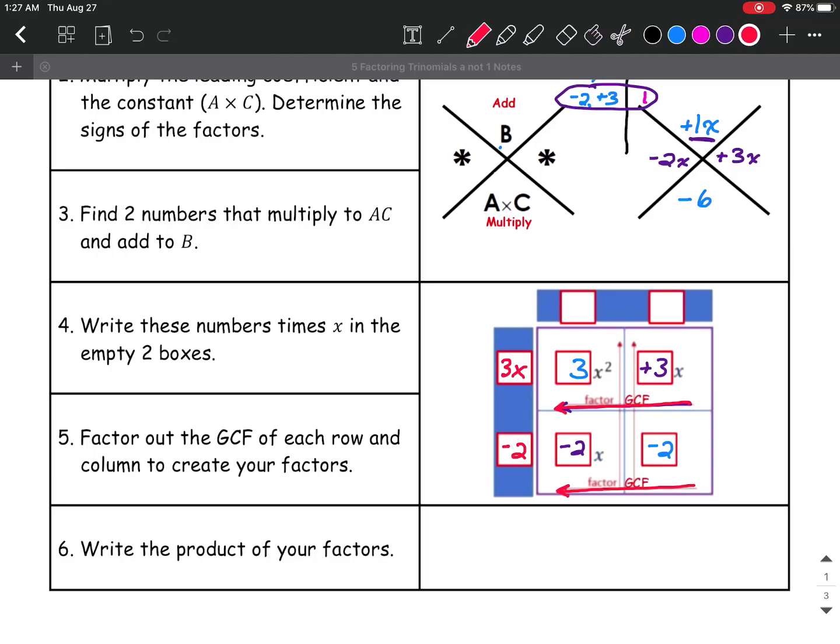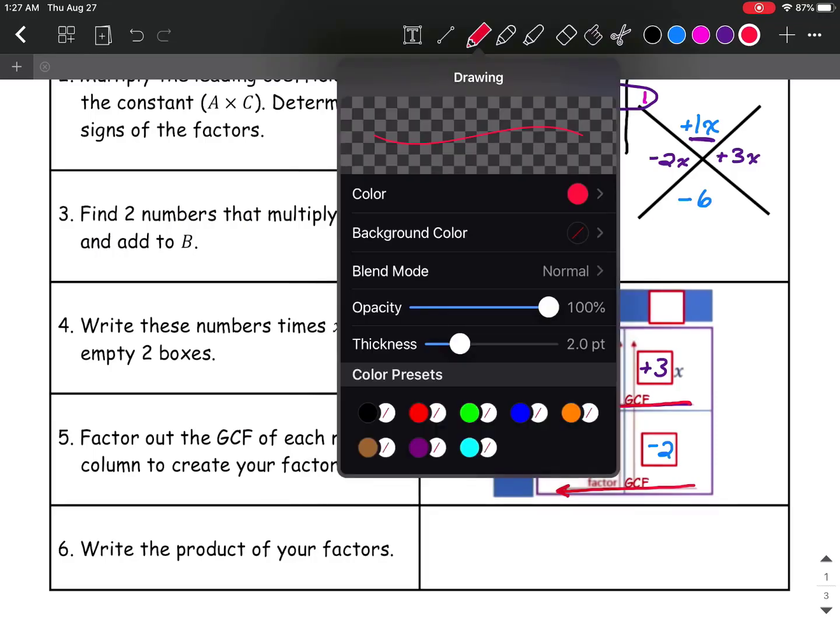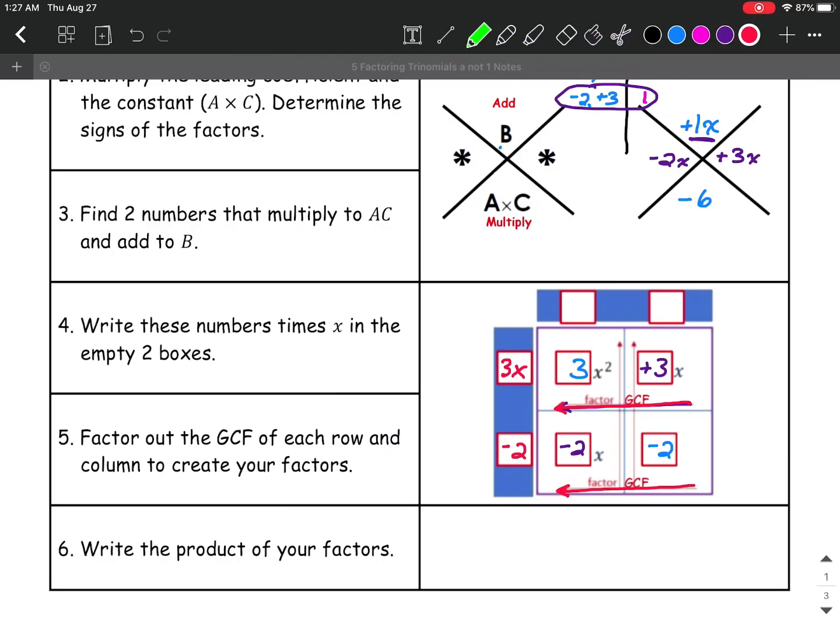Now, not only do we do this to our rows, we also do this in the columns. What do 3x squared and negative 2x have in common? They only have an x in common. What do 3x and negative 2 have in common? They don't have anything in common, do they? Well, if you don't see anything, the only number that divides into 3 and negative 2 is 1, right? It's 1. So there we've pulled out our common factors.